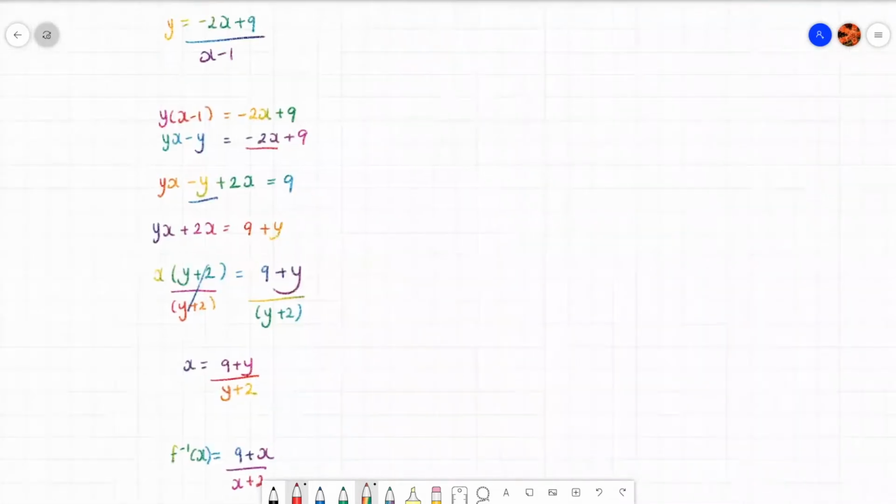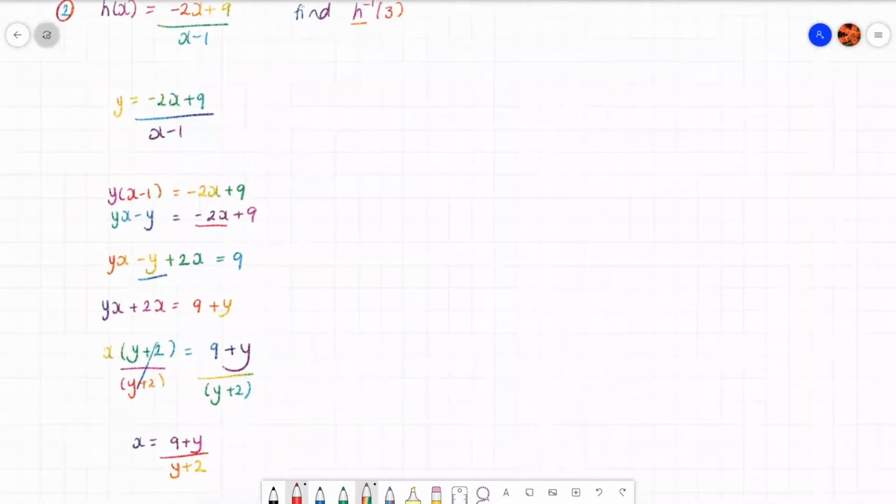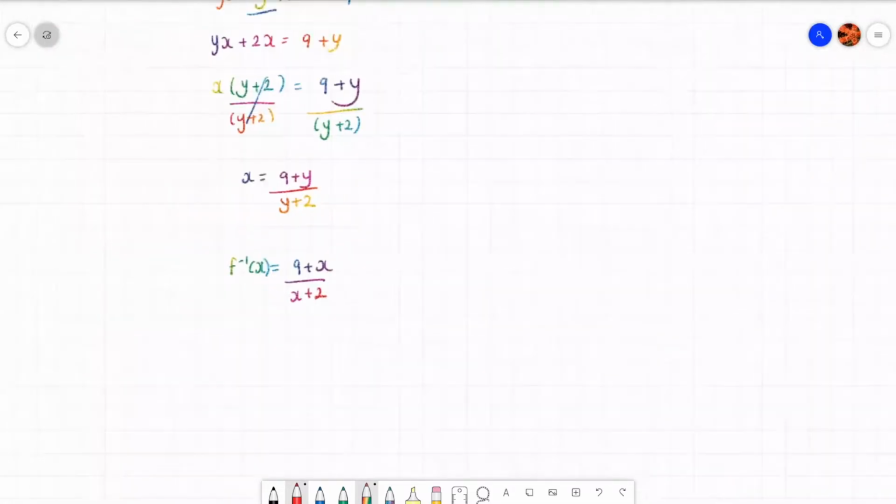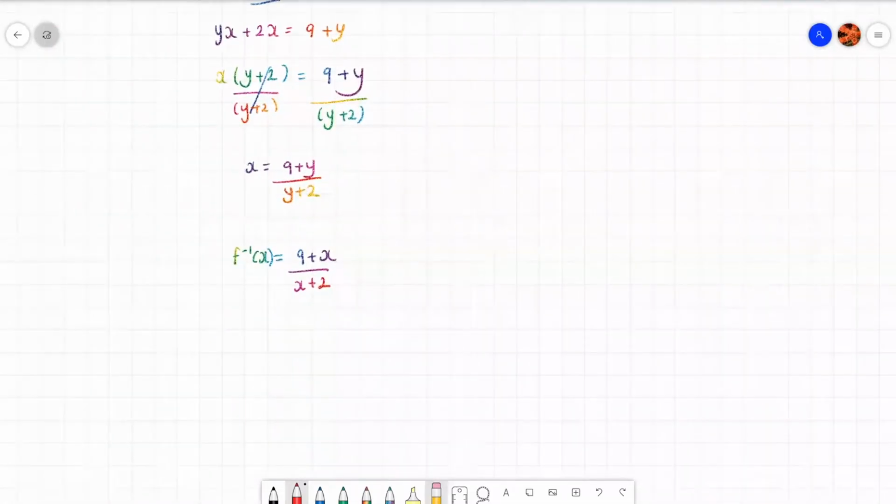To get your other answer, you need to substitute your x in for 3. Oops, there's a problem here because I thought it was the f function. It's not, it's h. So I need to do 9 plus 3 over 3 plus 2. Well, 9 plus 3 is 12, and 3 plus 2 is 5. Well, can I do 12 divided by 5?